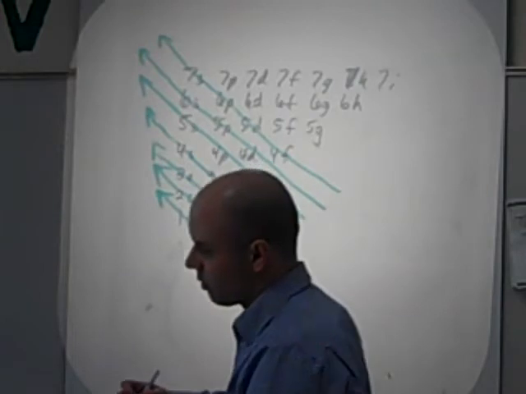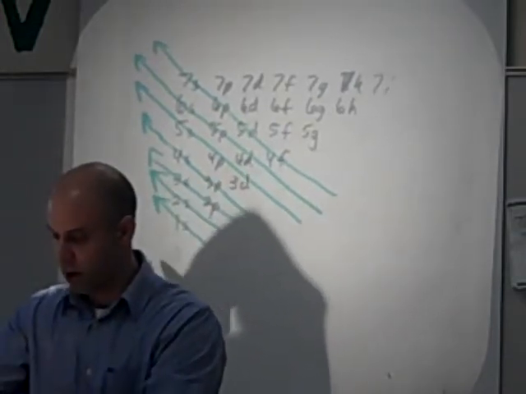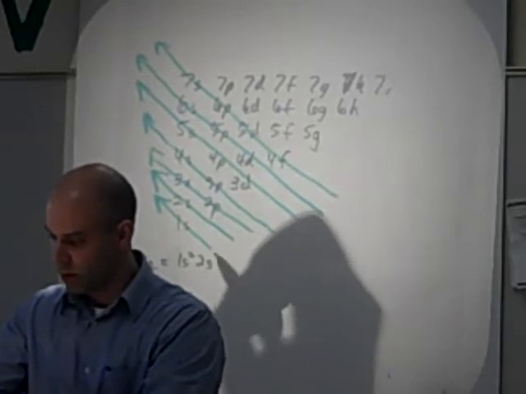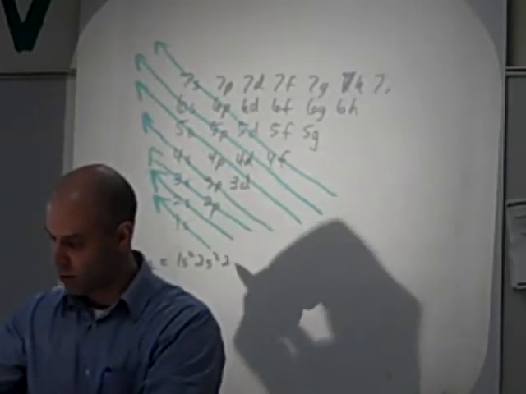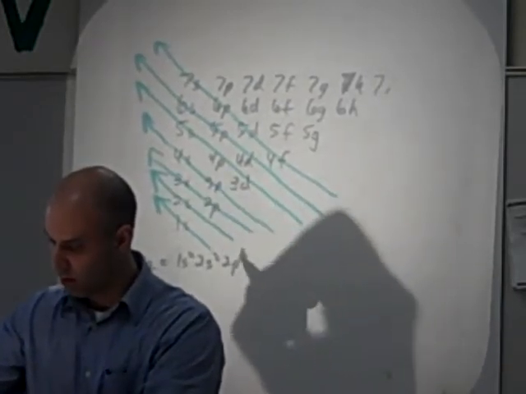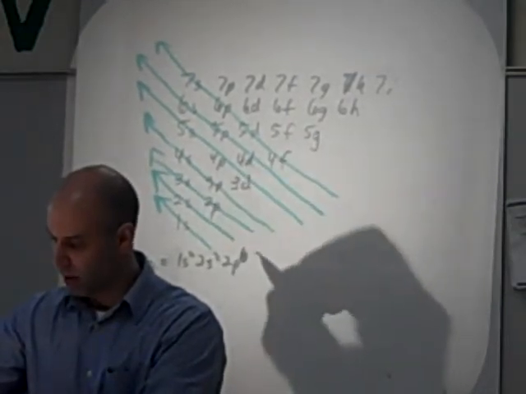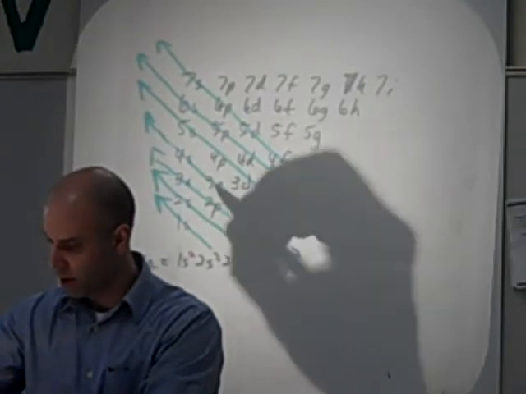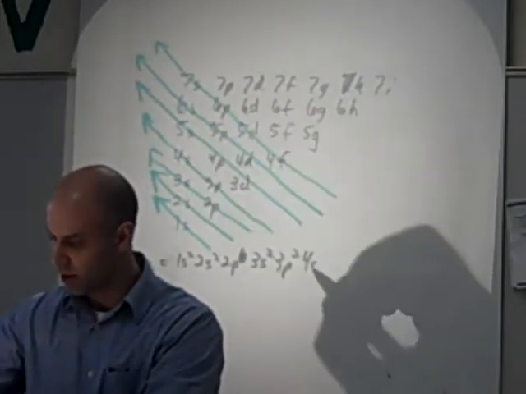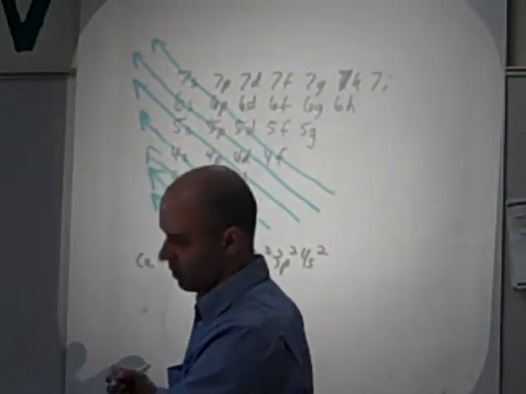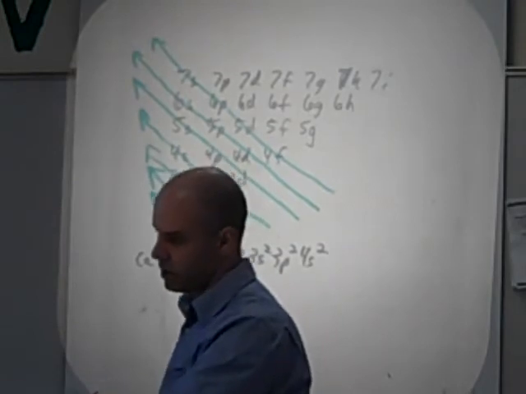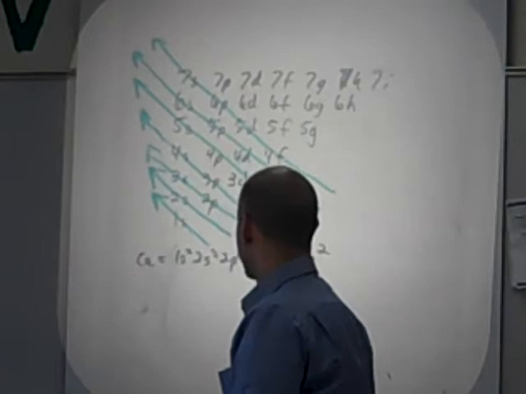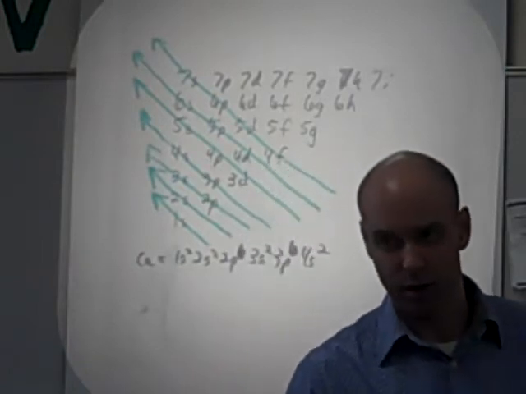So, if we're going to do calcium, with 20 electrons, first we fill the 1s, then the 2s, then the 2p, then the 3s, then the 3p. After the 3p comes the 4s. That's calcium. Except I forgot a 6 there. That's the electron configuration of calcium.